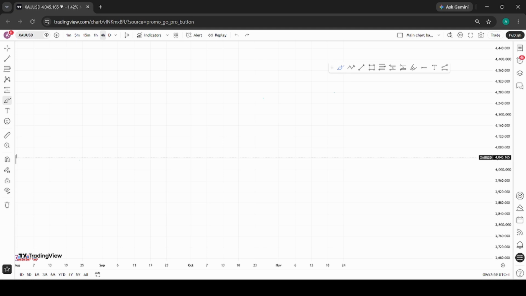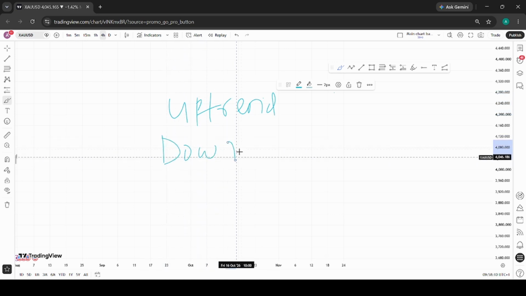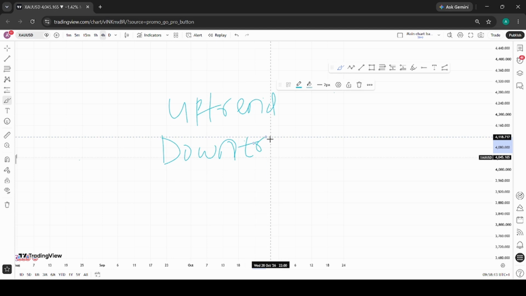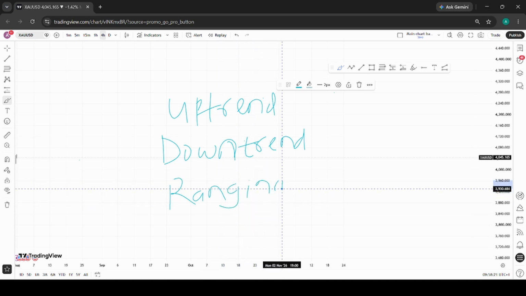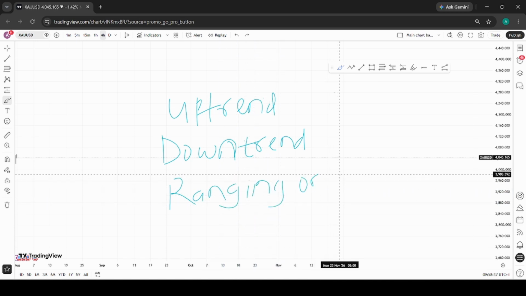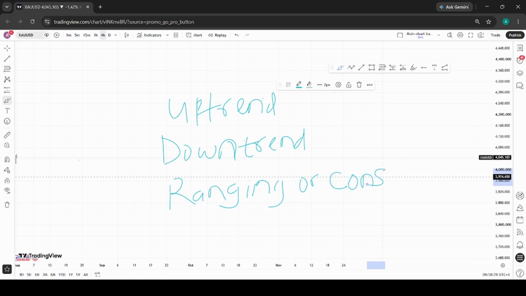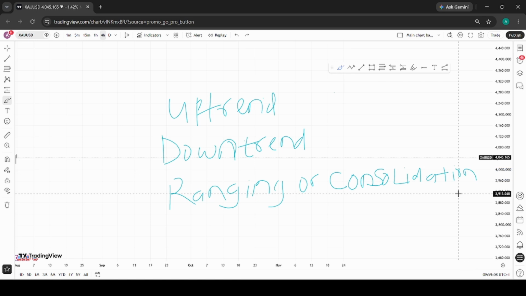In the types of market structure, we have what is called uptrend. We have what is called downtrend. And we have what is called ranging, or you can call it consolidation. So these are the types of market structure.